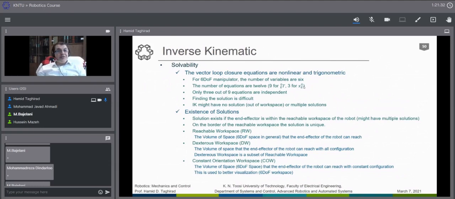So maybe we can use only 3 of these 9 equations. This is an engineering choice, which makes things very simple, but it is somehow dangerous because these 3 equations might not work everywhere. It is very good if we could use all 12 equations to find these 6 parameters, or 6 unknowns. And this makes the problem more difficult.